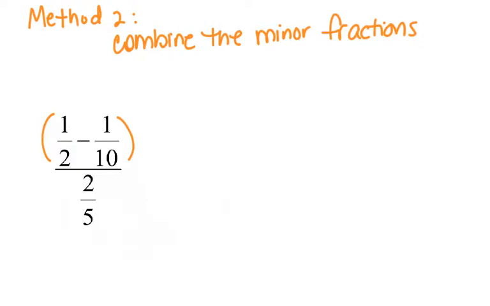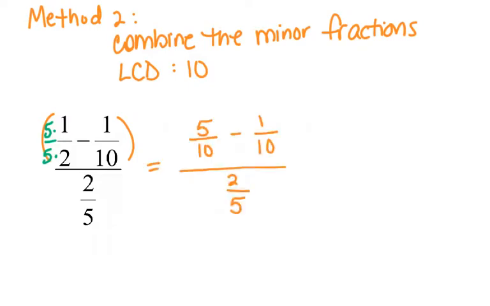And in this case, the common denominator is 10, so I'll go ahead and multiply the first fraction by 5 over 5. This will result in 5 over 10 minus 1 over 10, all over 2 over 5. Now let's go ahead and combine. The numerator will get 4 over 10 being divided by 2 over 5.